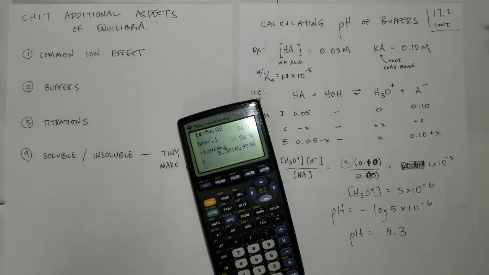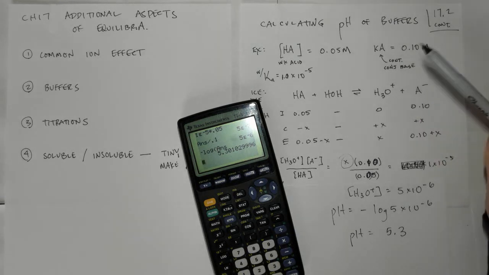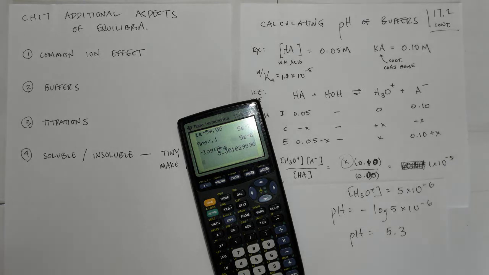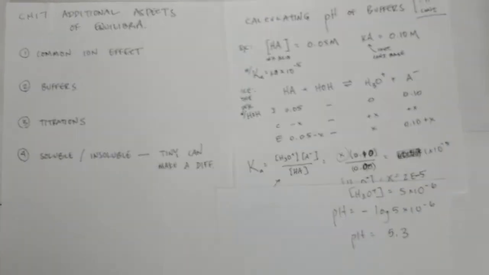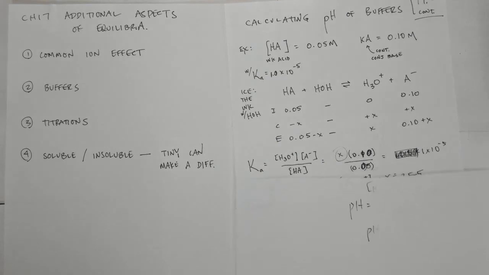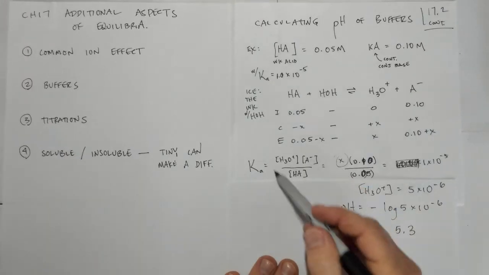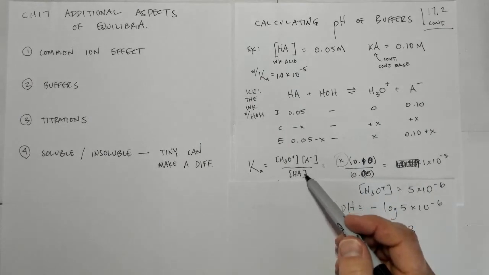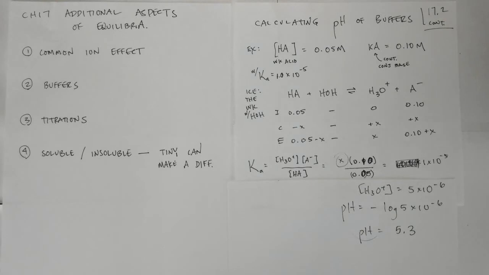So calculating the pH of buffer systems is very similar to calculating the pH of a common ion effect problem. But there's an easier way as well. If you're a good recognizer of these buffer systems, you can actually take this equation right here and manipulate it just to find the pH. So watch this.